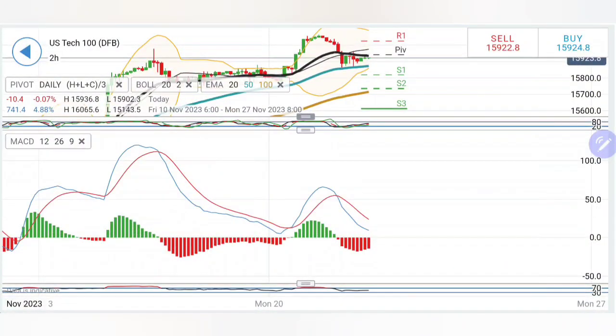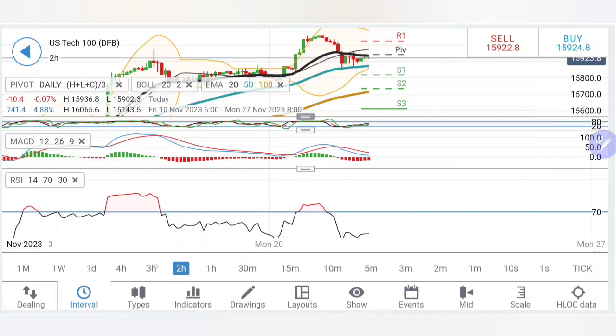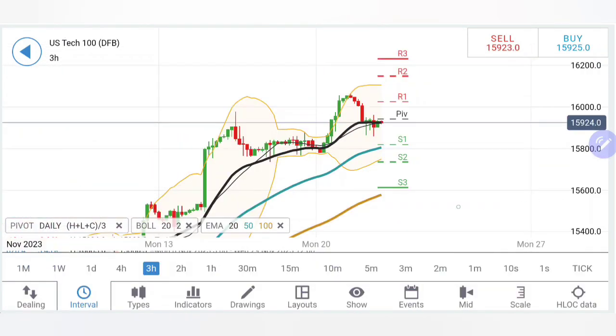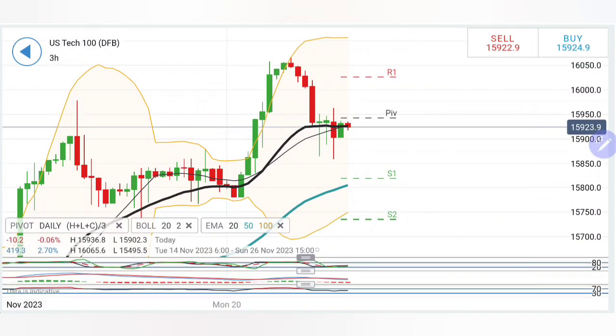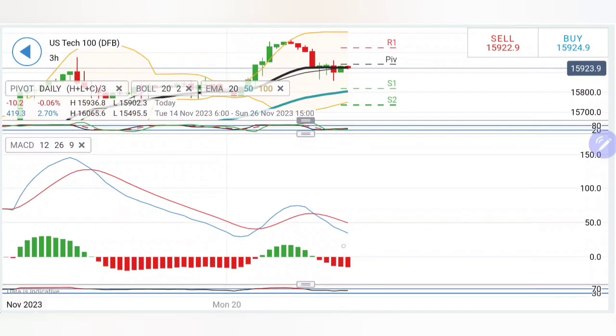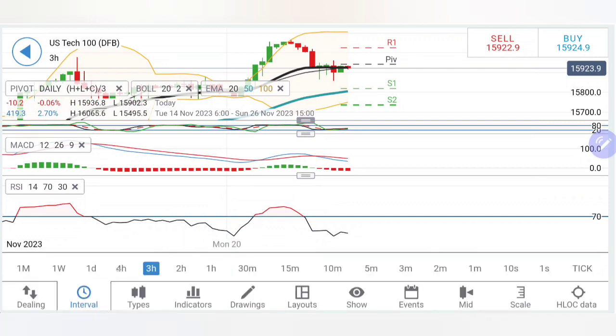Stochastic rising, MACD is bearish, RSI is flat. And on the 3-hour charts, similar observation here. See the rise, retracement towards the 20 period, then the rise, the retracement towards the 20 period, again consolidating here. It has to break below this 50 period moving average, and then you can say that the prices are turning bearish. Thus 15,800, as long as it is not taken, you cannot say that Nasdaq 100 has turned bearish. Stochastic at bottom trying to rise, MACD is divergent and bearish, RSI is flat.